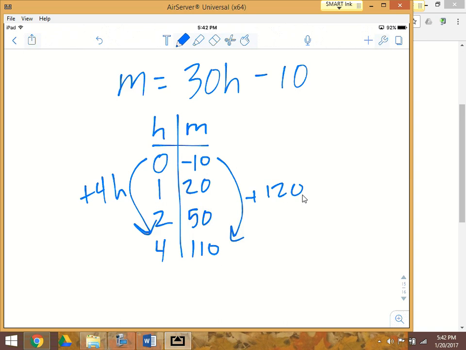An increase of 4 hours will do an increase of 120 miles. How do we do that? Well, when I plugged in 4 for h, 4 times 30 was 120. So that was our increase. Right away it's 0, and then we plug in 4, we get 120. So that would be an increase of 120 miles total. Now, of course, if you travel 4 hours, you only go 110 miles, but it is an increase of 120. So hopefully that makes sense.